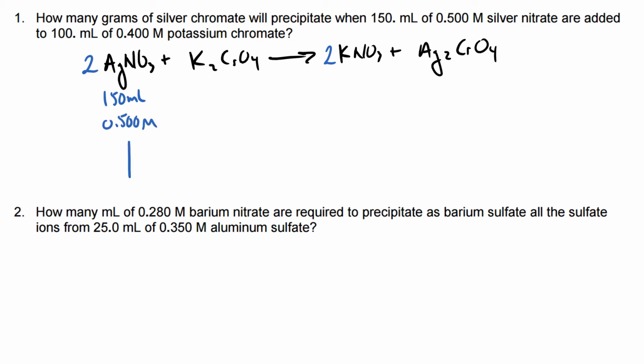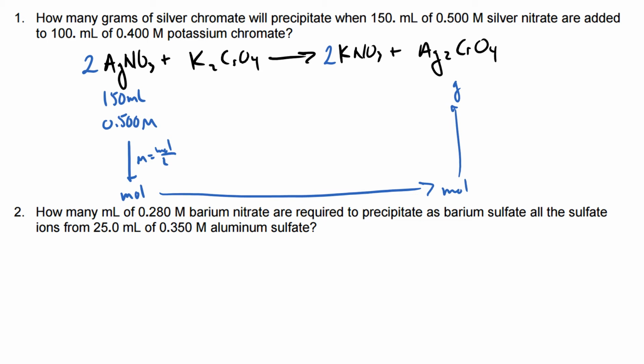Our goal in this problem will be to convert to moles using the molarity equation, then do a mole-to-mole ratio, solving for moles of silver chromate that will form, and then convert to grams. There we'll use the molar mass of silver chromate, which is 331.73 grams per mole.